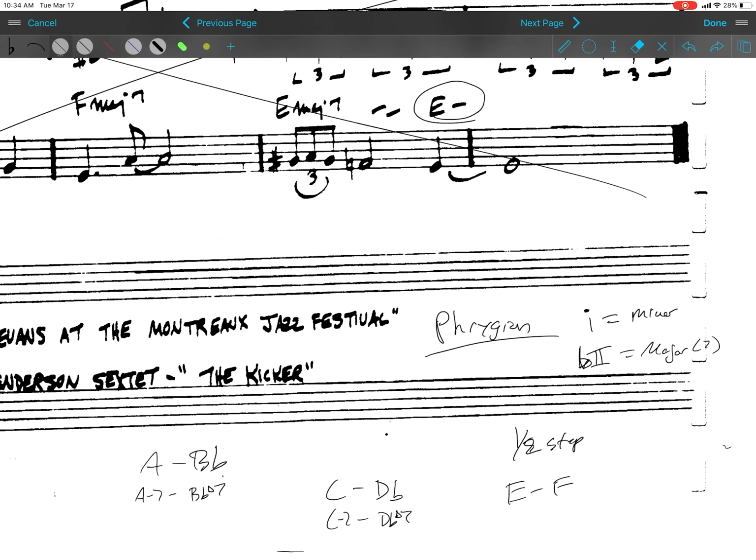Okay, so check this out. I'll play you some examples. Here it is in the key of A. Here's in the key of C. Okay, it always wants to go back to that 1.